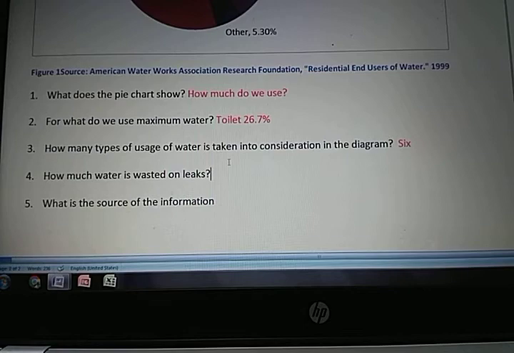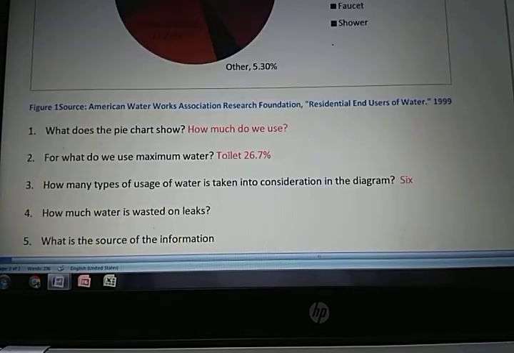How much water is wasted on leaks? 13.7%. 13.7% of water gets wasted through leakages. Clear?